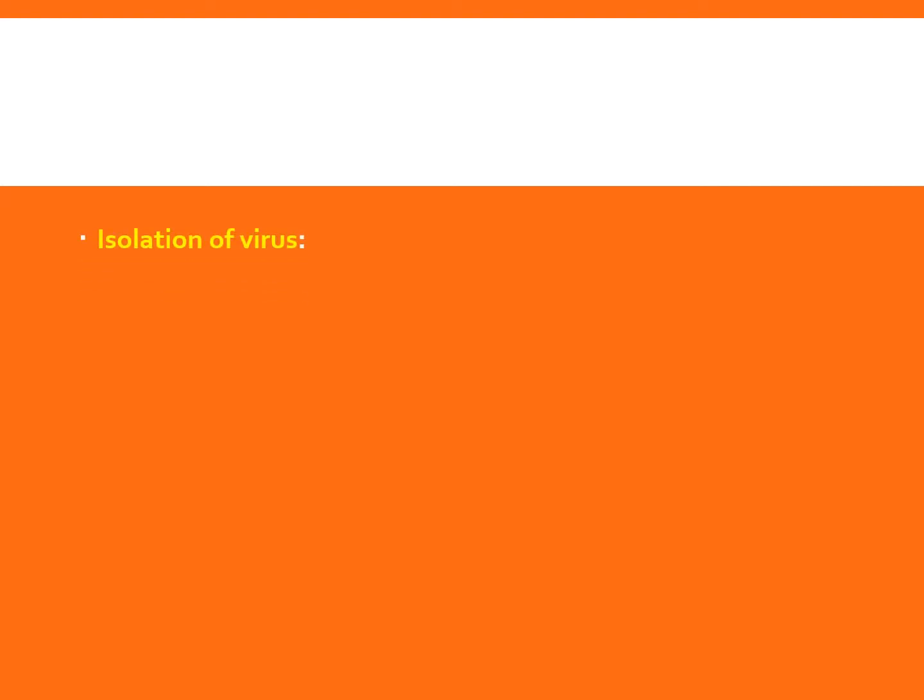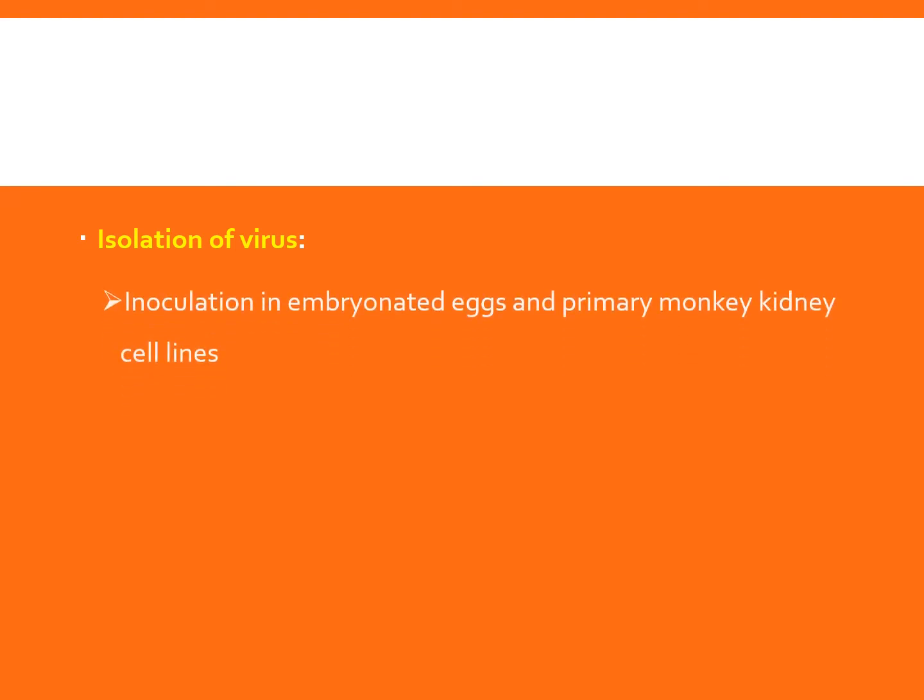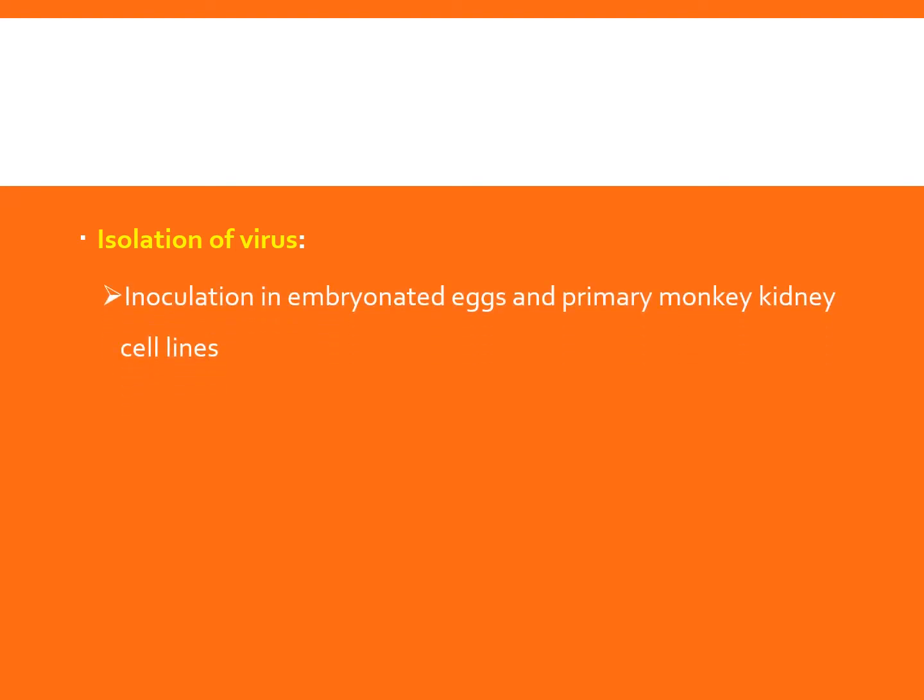Then isolation of virus. For any virus, you can isolate using embryonated eggs, cell lines, and third, animal inoculation. Embryonated eggs are very much used not for diagnostic purposes, but for the preparation of vaccine. Cell lines are also used for preparation of vaccine, that is, the primary monkey kidney cell line is used.